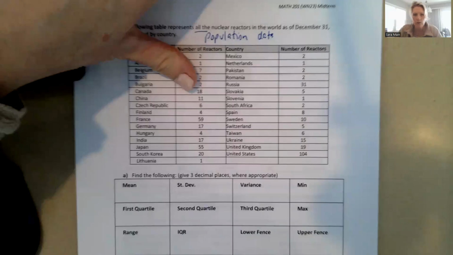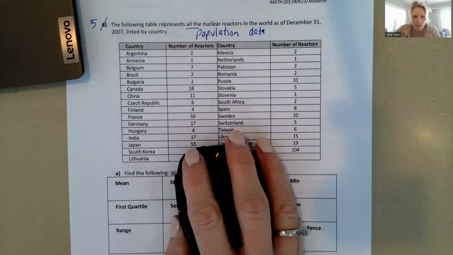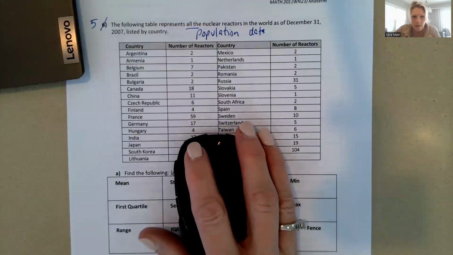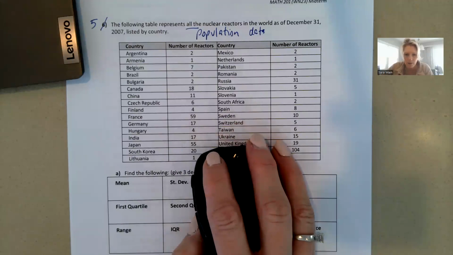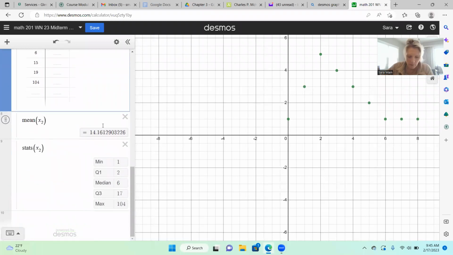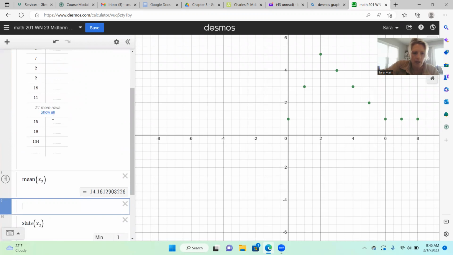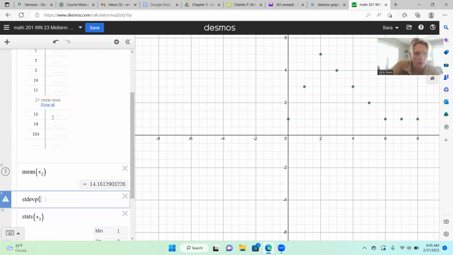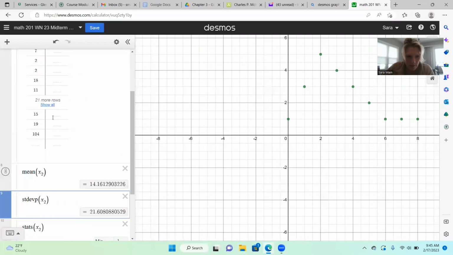So let's go ahead to Desmos and see what all we can learn about our data. So here it is. First thing I found was the mean, which is 14.161. It says 3 decimal places. And then after the mean, I'm going to do STDEVP because we do have population data. That's our standard deviation. So that's sigma, which is 21.608.